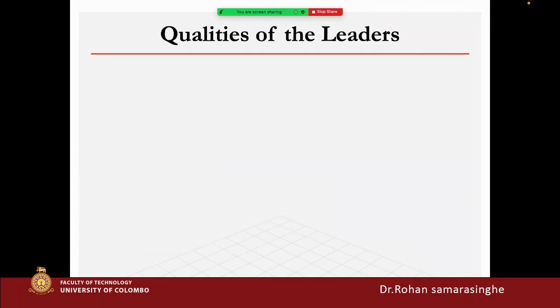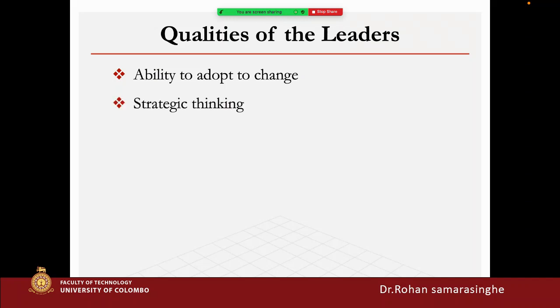So, one quality of leaders is the ability to adapt to changes. Always you have to adapt to the changes if it is correct. If that change is effective and correct, you will have to adapt to it. And strategic thinking, not like the general. A leader must show the pathway for the others, so your thinking must be strategic. Others always expect strategic thinking.